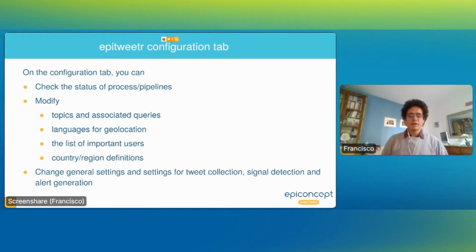You can modify the setup of the tool. So you can change the topics, your queries for your topics. You can change the languages you are using for collecting tweets. You can choose what your important users are. For some specific accounts, we monitor the number of tweets, and that can be important to detect if an alert is reliable. You can also change country and region definitions. And you can change general settings on tweet collection, signal detection, and alert generation.